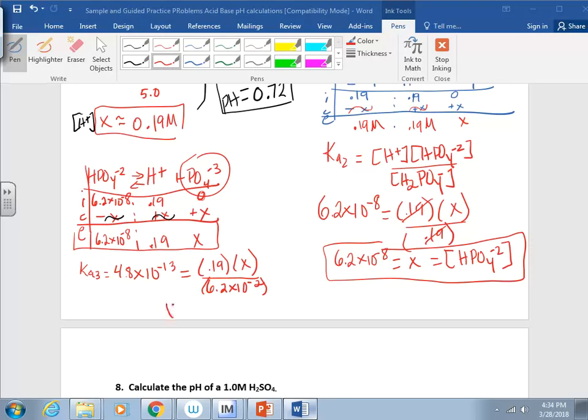So I'm kind of running low on space, so I'm going to just again repeat what we're going to do mathematically. Cross multiply, and then divide by 0.19 to get your x isolated. So for the phosphate ion concentration, when you do that, you should get 1.6 times 10 to the negative 19 molar, and that is the final concentration that we were looking for.